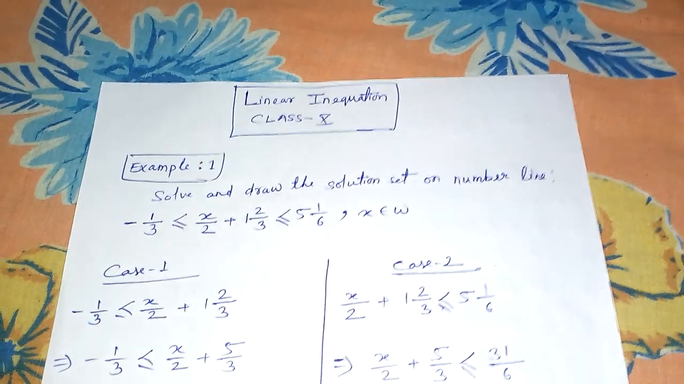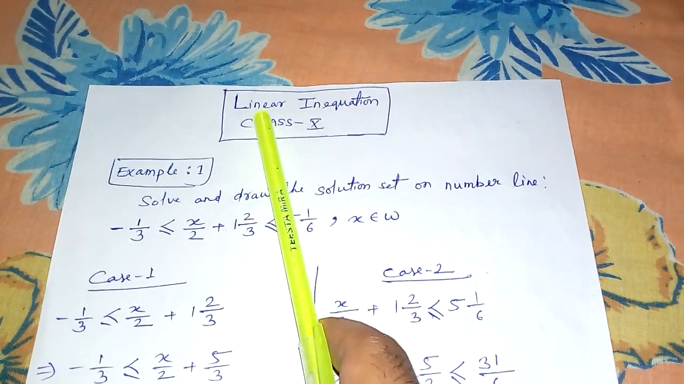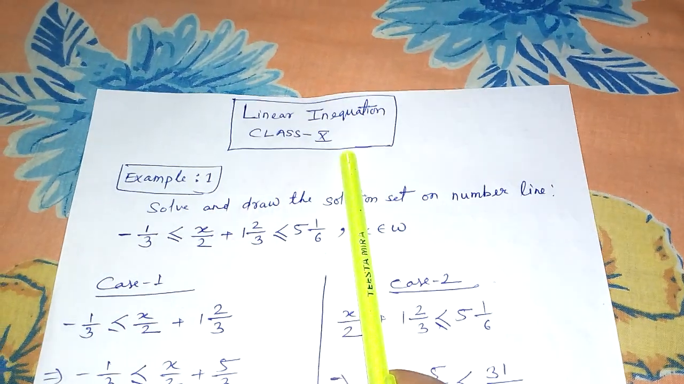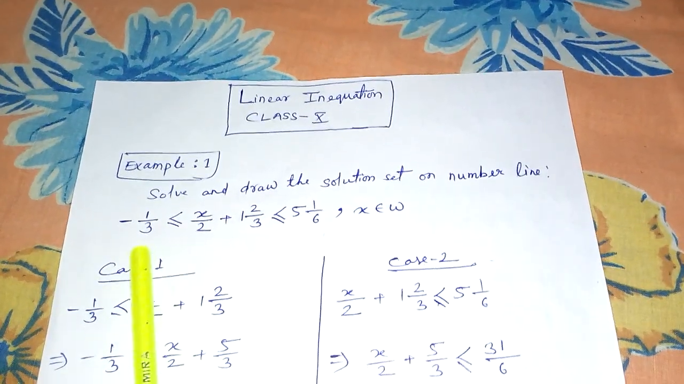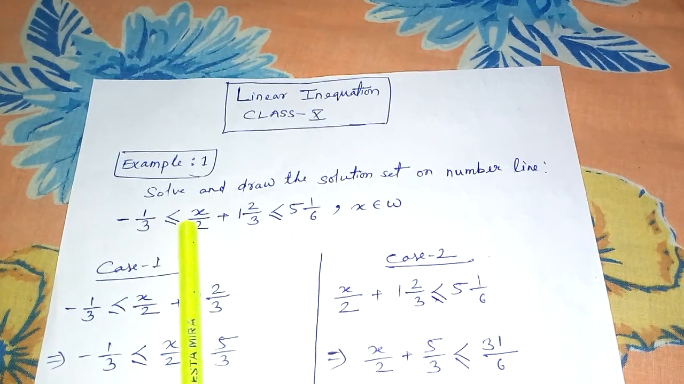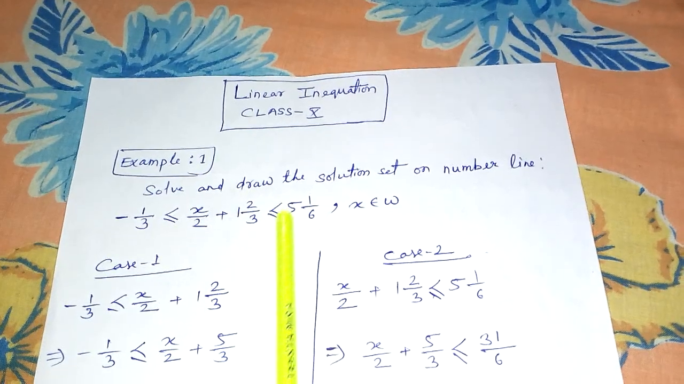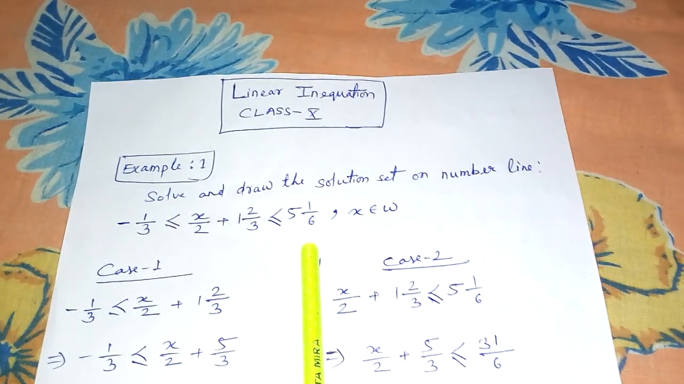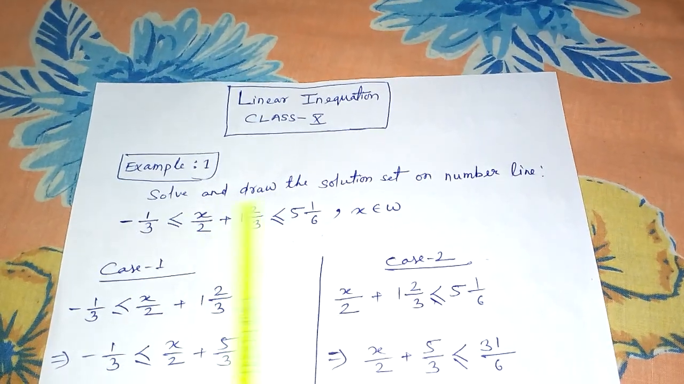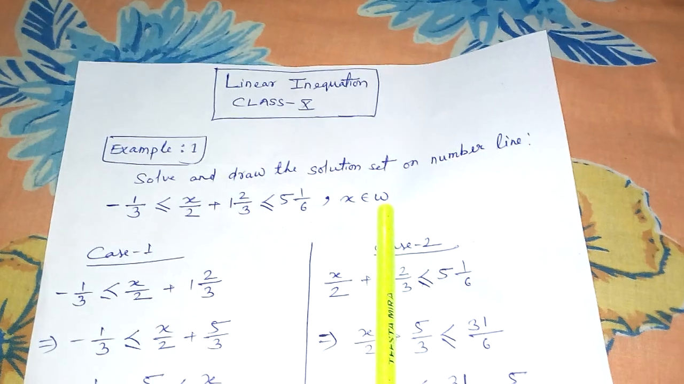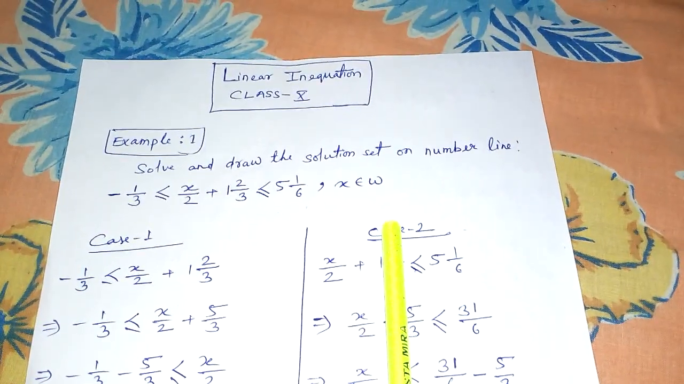Hello children, today again I am going to teach and explain something more regarding the chapter linear inequation for class 10 children. Solve and draw the solution set on number line, and the question is minus 1 by 3 less than or equal to x by 2 plus 1, which is less than or equal to 5 and 1 by 6, and here the unknown variable x belongs to W. W means whole number, and whole numbers begin from 0, 1, 2, 3 and so on.